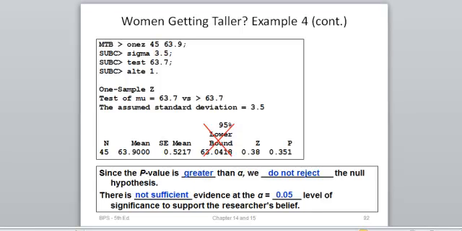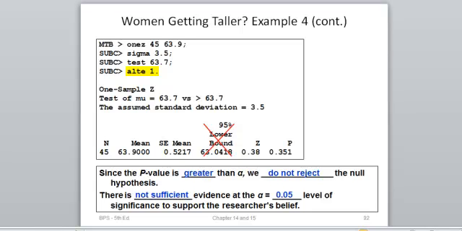Minitab will then convert that population standard deviation to the standard error. It will internally say 3.5 divided by the square root of 45. We don't have to do that calculation. Minitab does it for us. Then we have to let it know what is the value of our null hypothesis. What's the mean? So we put test, and then we put the mu naught, the value in our null hypothesis, which was 63.7. Then we have to let Minitab know whether it's a left, right, or a two-tailed test.